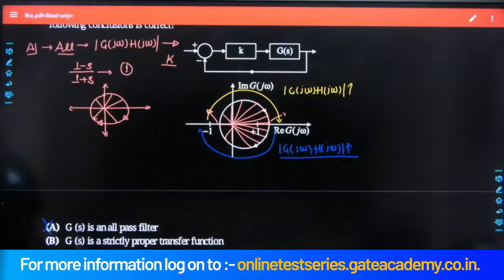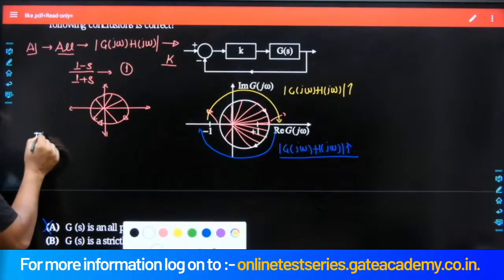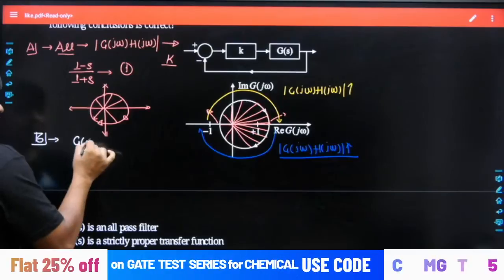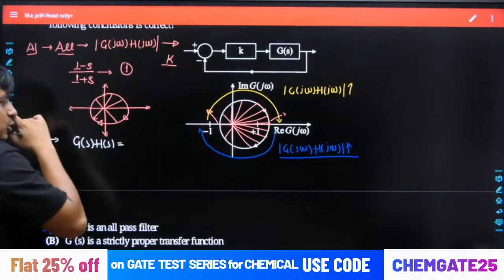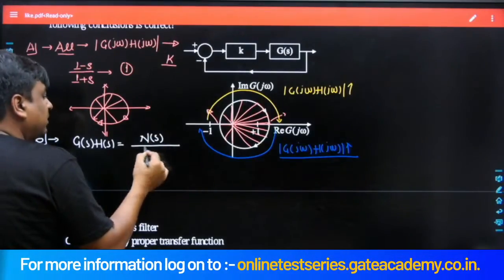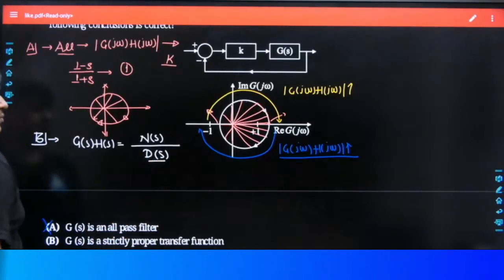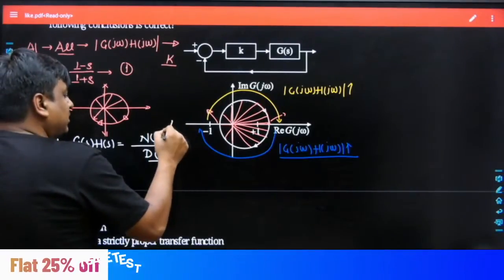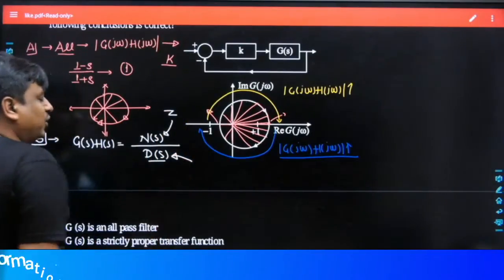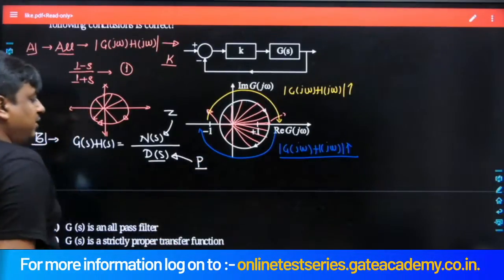Similarly, the option B which had been given along with this problem is a strictly proper function. What does that mean by the strictly proper function? Let's take an OLTF G(s)H(s), which has two parts, numerator as well as denominator. Numerator is referred to as N(s), and similarly denominator is referred to as D(s). The roots of its numerator are defined as zeros of this OLTF, and similarly roots of its denominator are defined as poles of this OLTF.